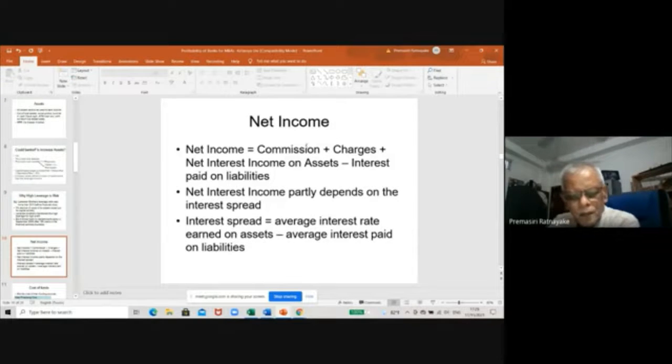Net income. Net income equals commissions plus charges plus net interest income on assets minus interest paid on liabilities. Net interest income partly depends on the interest spread. Interest spread is equal to average interest rate earned on assets minus average interest paid on liabilities. Interest paid on liabilities, basically net interest income.